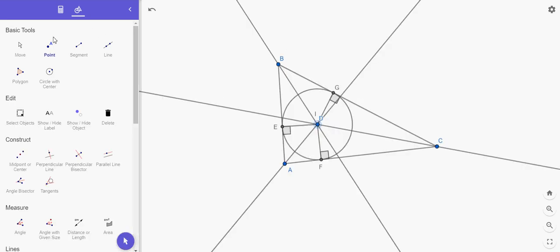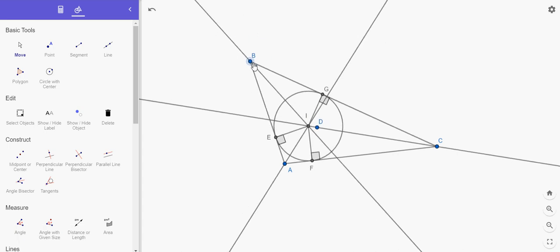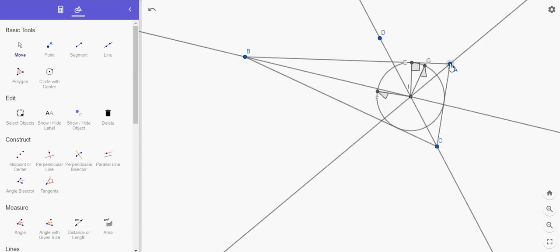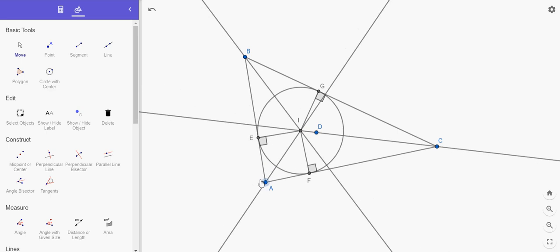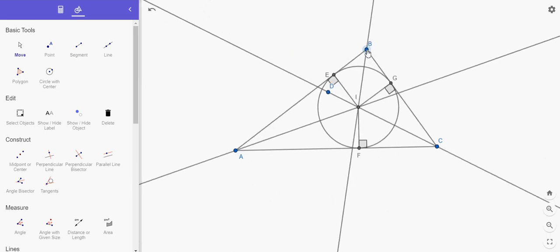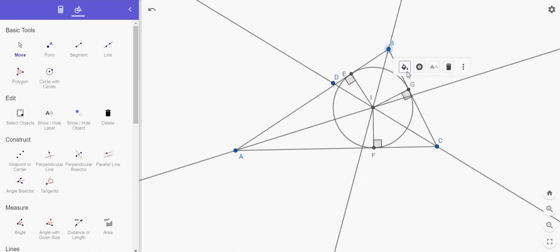The second concurrency I had you explore is the concurrency of the angle bisectors. This is another remarkable concurrency. The angle bisectors are concurrent at the so-called incenter of the triangle. The incenter is the center of the inscribed circle of a triangle. Every triangle has a unique inscribed circle, one that you can draw that is tangent to the three sides of the triangle, and that circle is centered at the incenter.